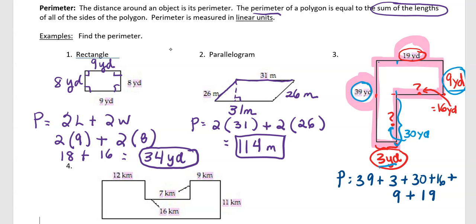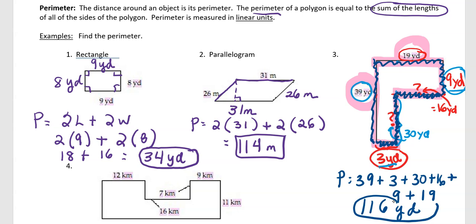So let's see if I got them all. I got 39, I got the 3, I always like to double check. I got the 30 here, I just kind of trace it. I got the 16, I got the 9, and I got the 19. So if I add all those up, I should end up with 116 yards as my final perimeter for number 3.